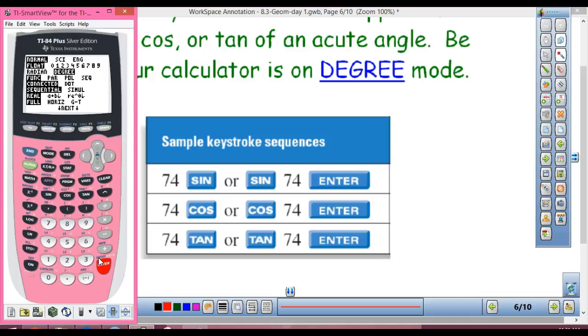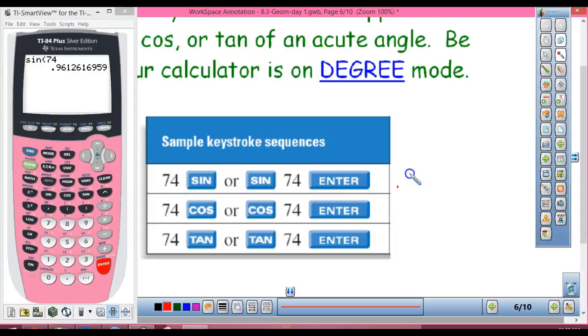So now, get out of this second mode. So most of us are going to hit sine of 74. Some of you with the smaller calculator have got to hit 74 sine. Kind of depends on what calculator you have. And to 4 decimal places, this is going to be 0.9612.